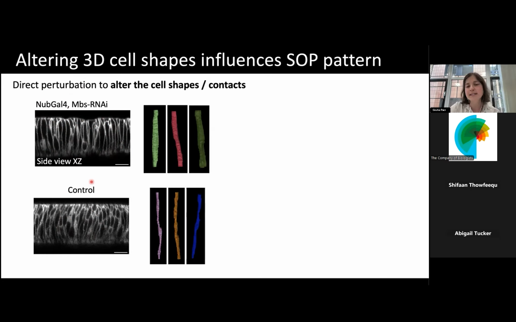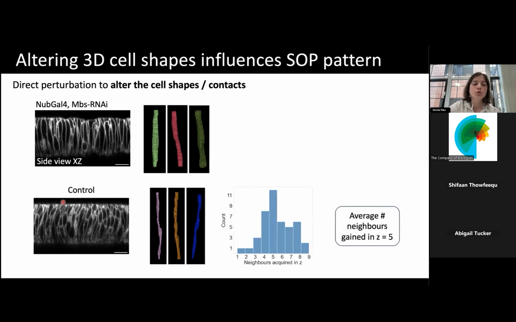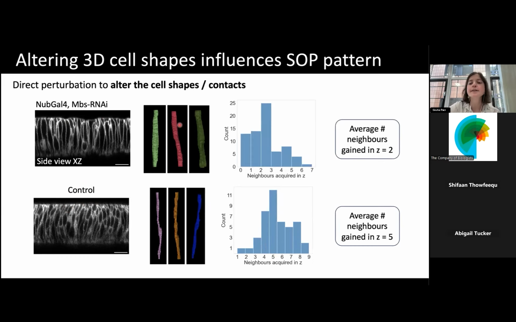Does that correspond to fewer Z intercalations, as one might think? Well, for the control, as I've shown you previously, the cells have many intercalations, and on average they acquire 5 new unique neighbors in Z through these intercalations. However, in the straightened cells, we see that this is much less. In the straightened cells, the cells on average acquire only 2 new neighbors through apical-basal intercalation. So indeed, they are straighter, they have lost 3D contacts, and therefore they have fewer neighbors.